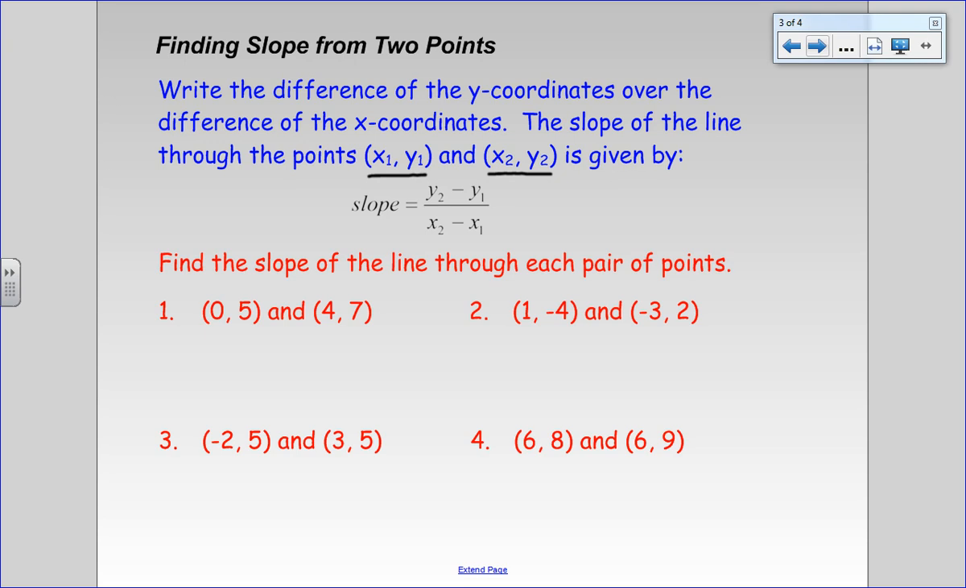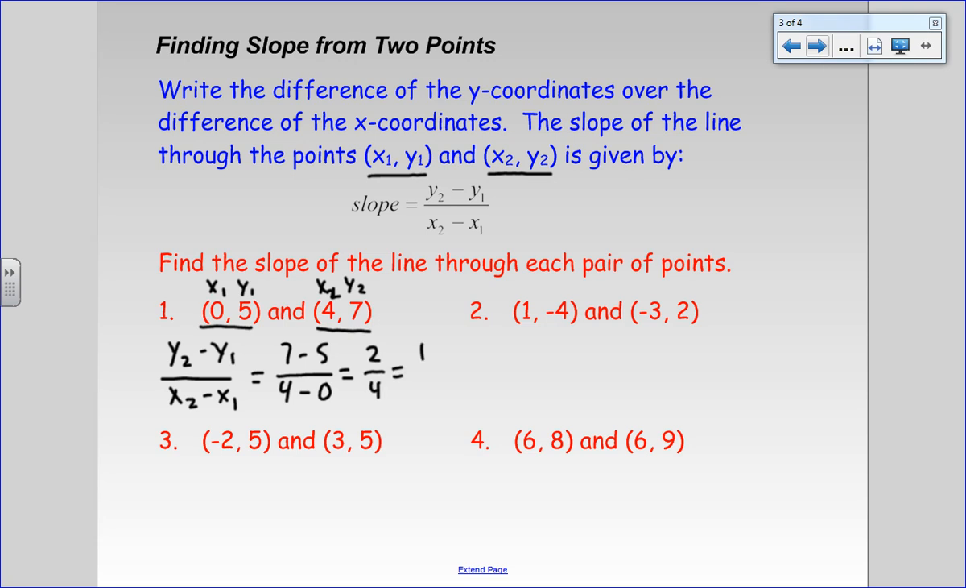First, let's find the slope of the line through the points (0, 5) and (4, 7). We'll use our equation and fill in the coordinates of the points in the proper locations. In this case, y sub 2, the y-coordinate of the second point, is 7, while y sub 1, the y-coordinate of the first point, is 5. X sub 2, the x-coordinate of the second point, is 4, and x sub 1, the x-coordinate of the first point, is 0. This results in the fraction 2/4, or simplifying, 1/2. So the slope of the line through these 2 points is 1/2.